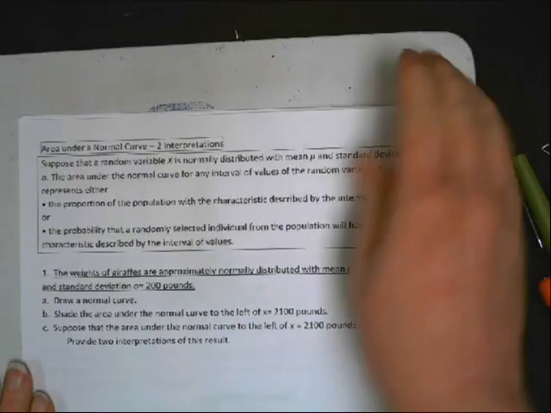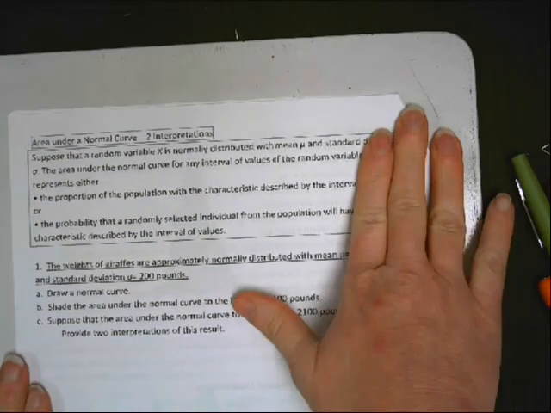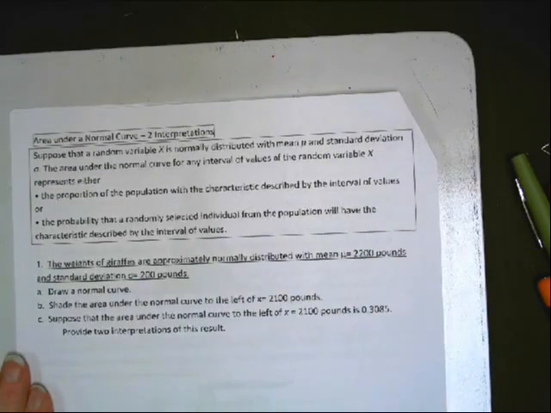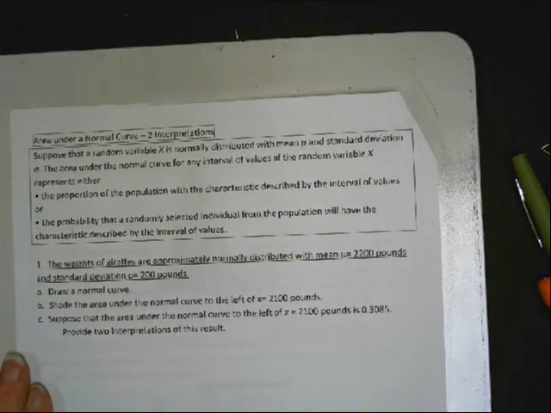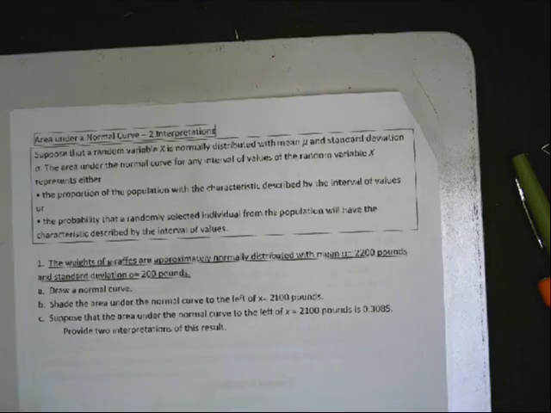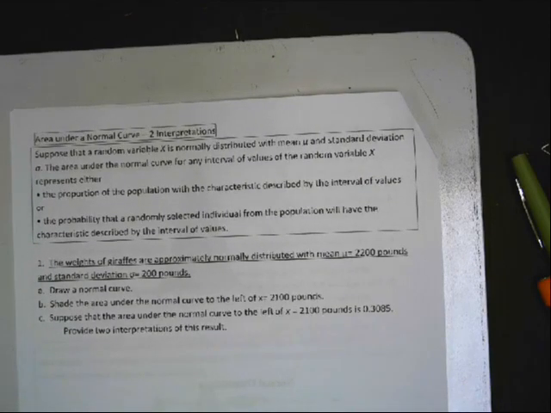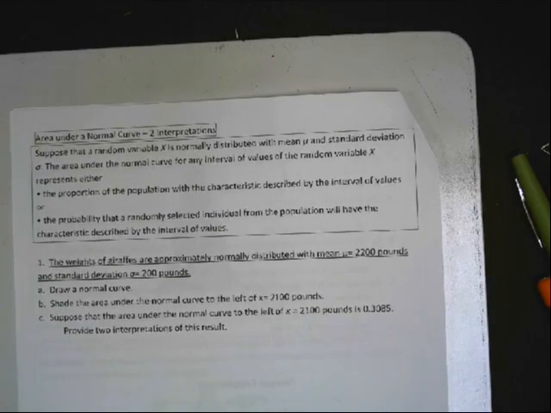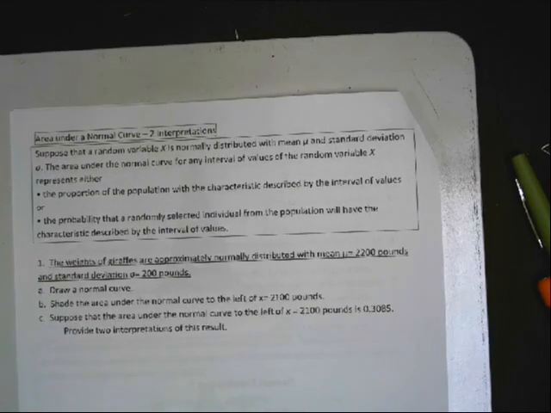All right, two separate ways to interpret the area under the curve. Suppose that a random variable x is normally distributed with a mean mu and a standard deviation of sigma. The area under the normal curve for any interval of values of the random variable x represents either the proportion of the population with the characteristic described by the interval values, or the probability that a randomly selected individual from the population will have the characteristic described by the interval values.